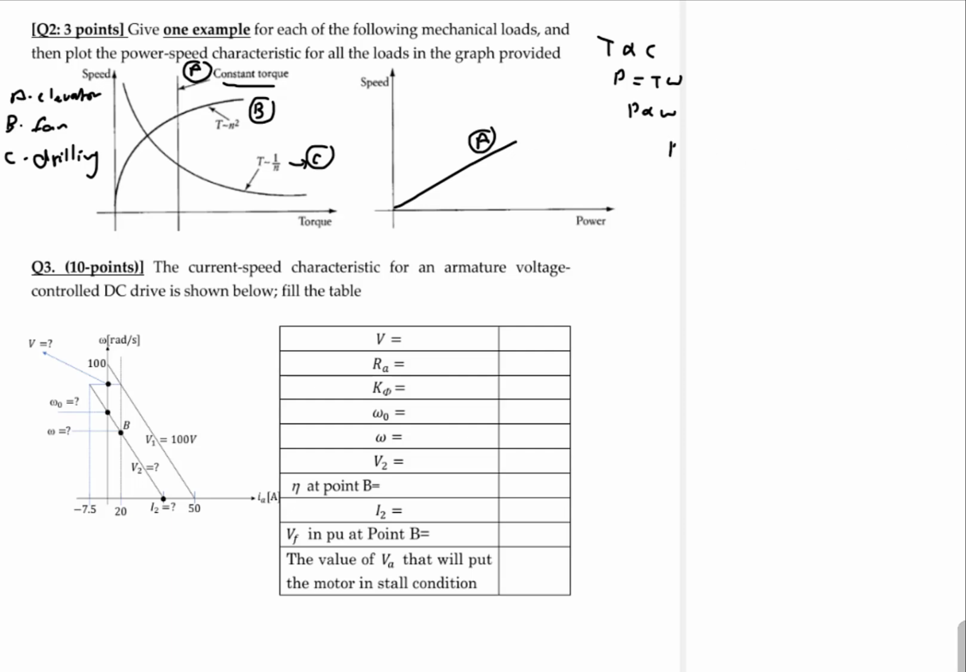For the B, we know that here the torque is proportional with omega square, so the power will be proportional with omega cube. So this is the B.